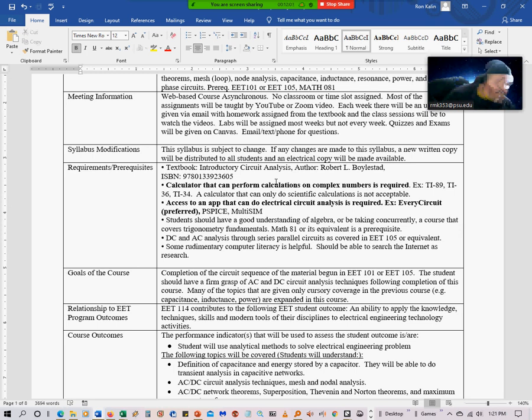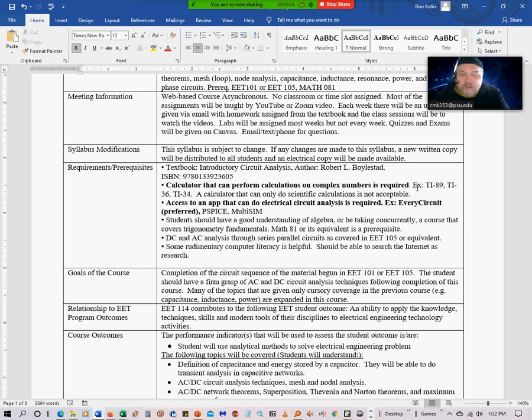It is required. I do post some of the content of the book. I post notes and the text from the book, and I also post PowerPoints that you can look at. So you need the book, and a calculator that can perform calculations on complex numbers is also definitely required. This is essential for this class. Absolutely. I have the TI-89. It looks like this.